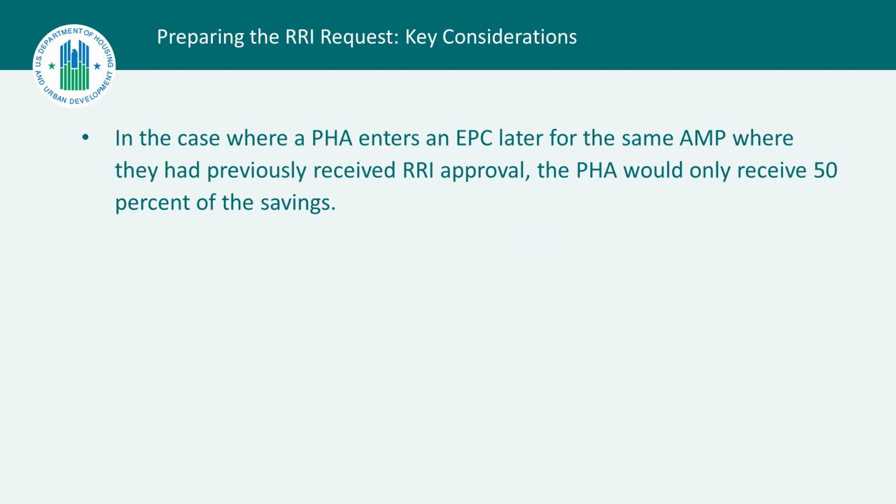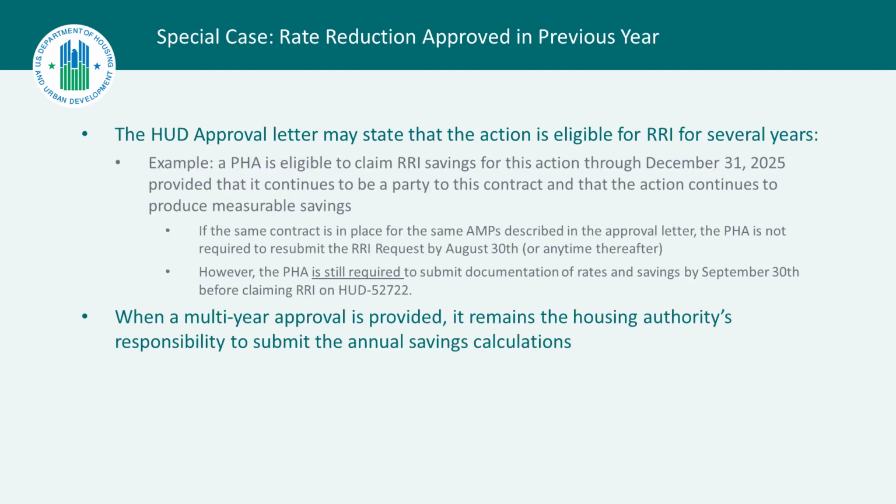Where a PHA enters into an EPC later for the same AMP where they had previously received RRI approval, the PHA would only receive 50% of the savings. In some cases, a rate reduction incentive may be approved to cover a period of several years, a multi-year approval. The Housing Authority is still required to annually submit savings calculations and the necessary support documentation throughout the term of the RRI action.